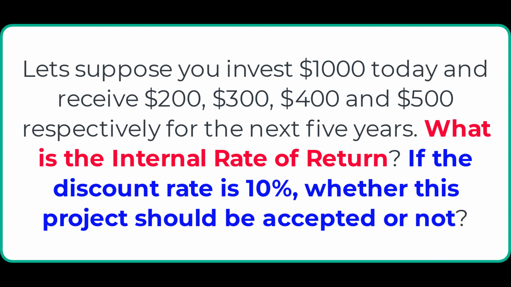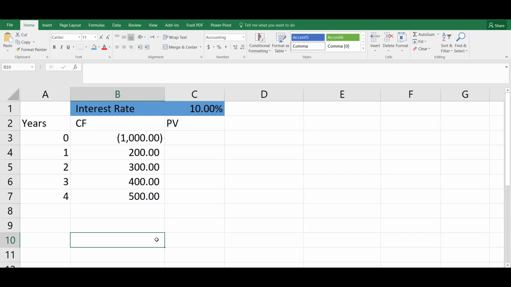Let's suppose you invest 1000 today and receive 200, 300, 400 and $500 respectively for the next 4 years. What is the internal rate of return? If the discount rate is 10%, whether this project should be accepted or not. We have entered the values in Microsoft Excel sheet. The interest rate is 10% at 0 time period. We have outflow of 1000. And in next 4 years, we have received 200, 300, 400 and $500 respectively.